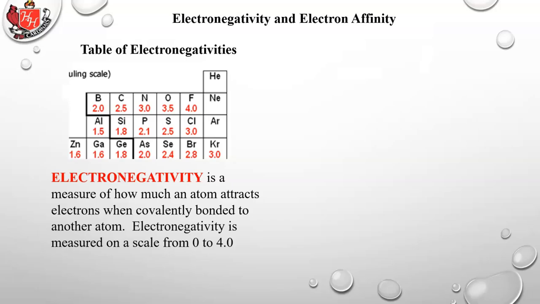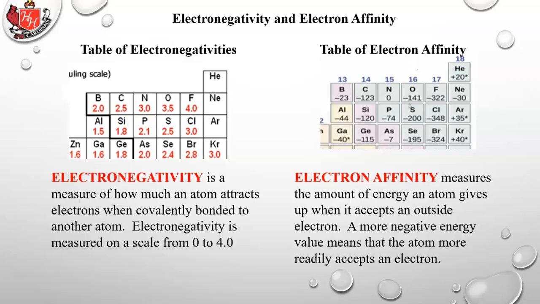Let's do a quick comparison of what electron affinity is and discussion of that. So I'm going to put them both up here. Electronegativity is a measure of how much an atom attracts electrons when covalently bonded to another atom. Electronegativity is measured on a scale from 0 to 4. There's no units of measure for that scale. It's just a scale that a famous chemist named Linus Pauling made up.